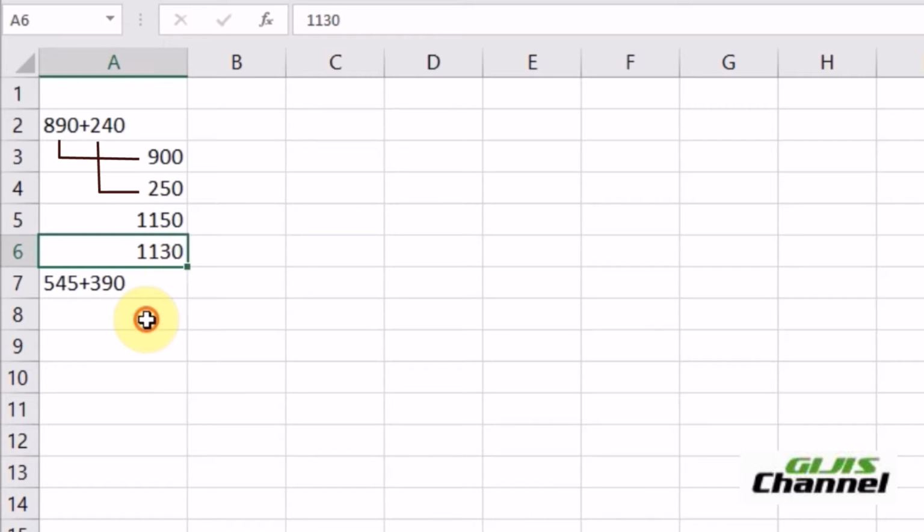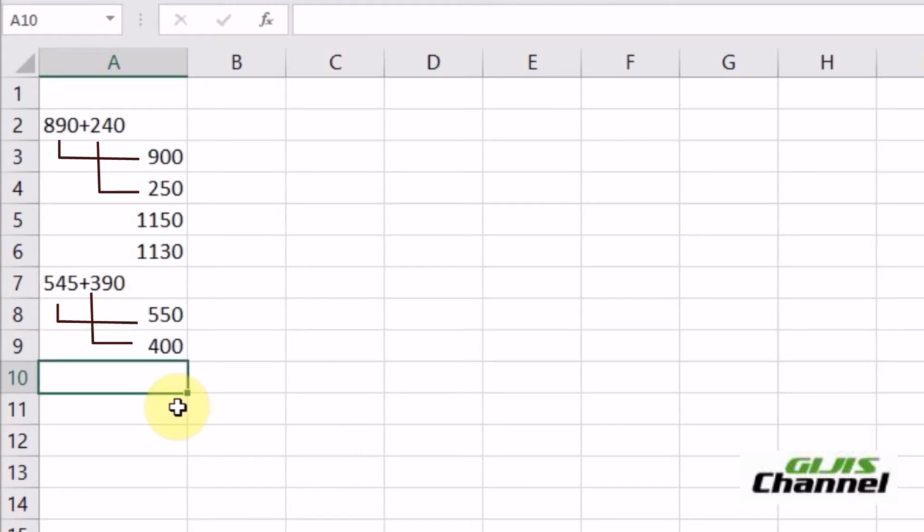Let's see how to add this number. So 545 plus 390. Let's round up. Round up to 550. 550 plus 390. You can round up to 400. So the answer, you know, is 950. But when you round up, you added extra numbers, so you have to subtract that. You added 5 here and you added 10 here. So you need to subtract 15 from there. So the answer is 935. Is the answer 935?